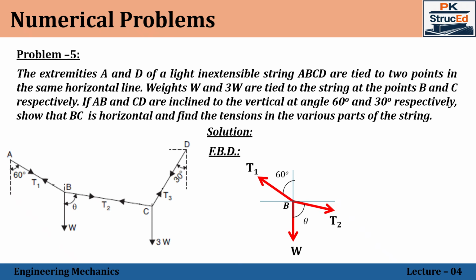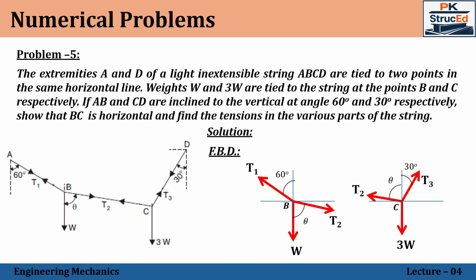Now let us draw the free body for point C. Again it starts with a weight acting vertically downwards. Then we have the tension in portion CB, which is T2, and similarly the tension in portion CD, which is T3. The angle for the inclined portion CD has been given as 30 degrees with the vertical, so we mark that also. And since T2 has an inclination of theta with respect to the vertical, we mark that too.